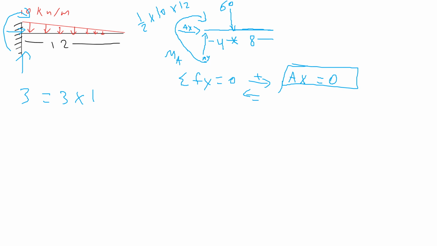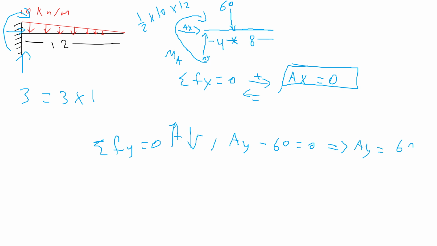So what I have next is sigma Fy equals 0. I'm going to assume the upper positive, the down negative. I got Ay positive, and I got minus 60 equals 0, which gives me Ay equal 60. So I got the Ay, and I'm left with the moment.